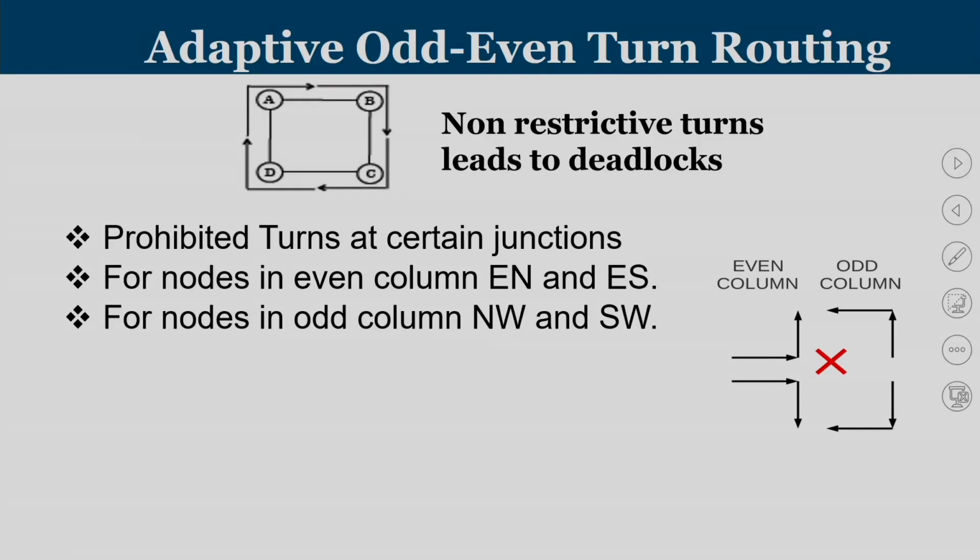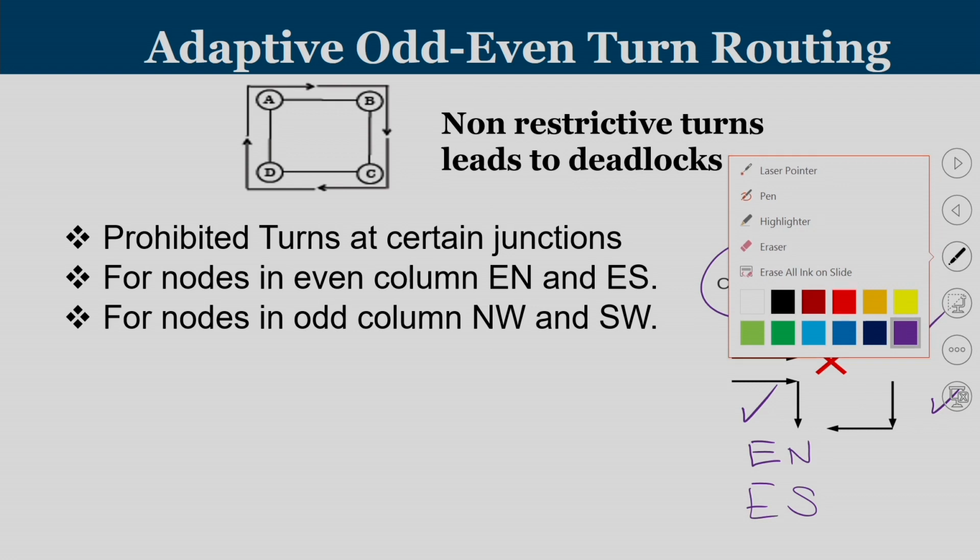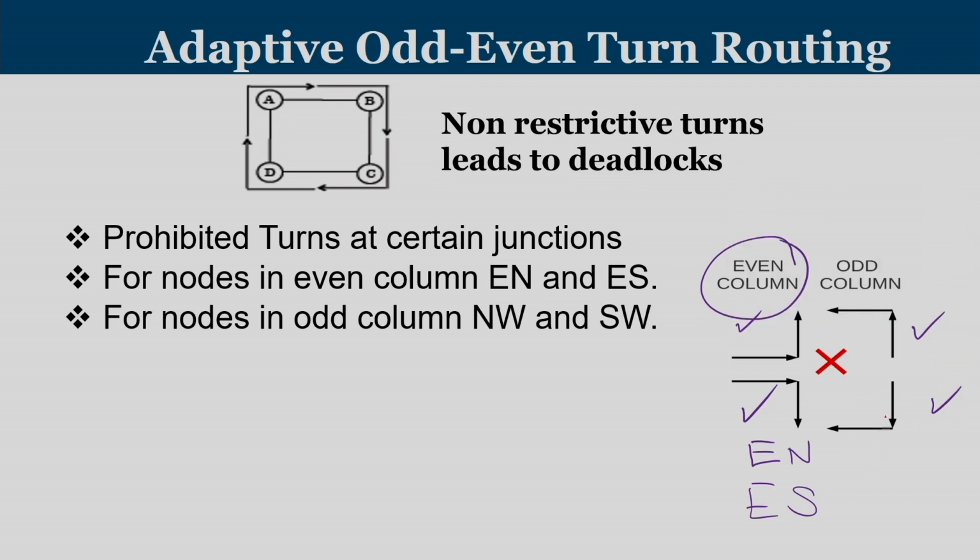So, in all the even columns, these two turns are not allowed, and in all the odd columns, these two turns are not allowed. A packet that is moving in the east direction cannot take a north, and a packet moving in the east cannot take a south when it comes to an even column. Similarly, a packet that is travelling south cannot take a west. Similarly, a packet travelling north cannot take a west when it comes to an odd column.